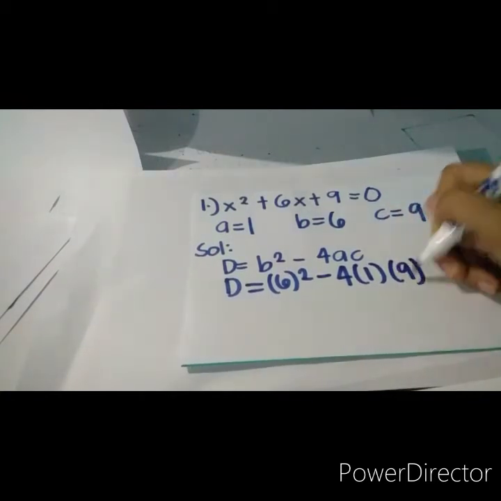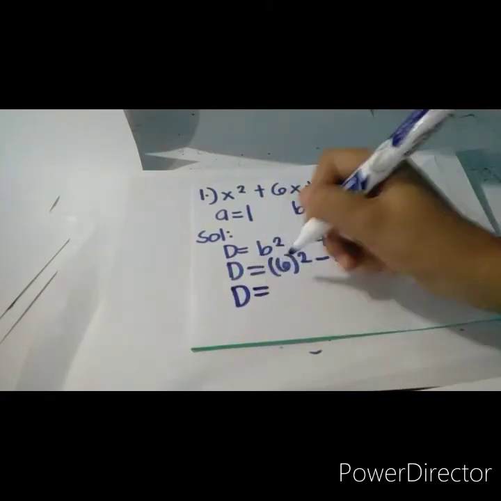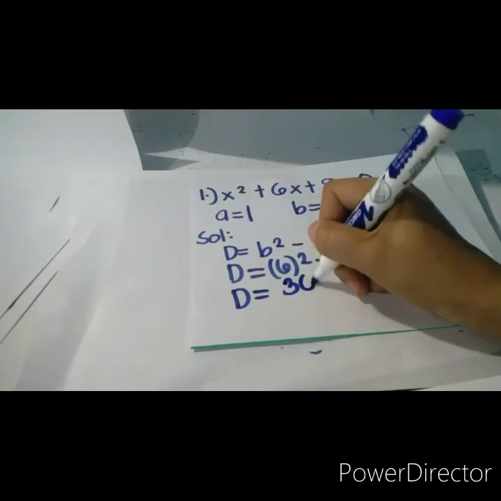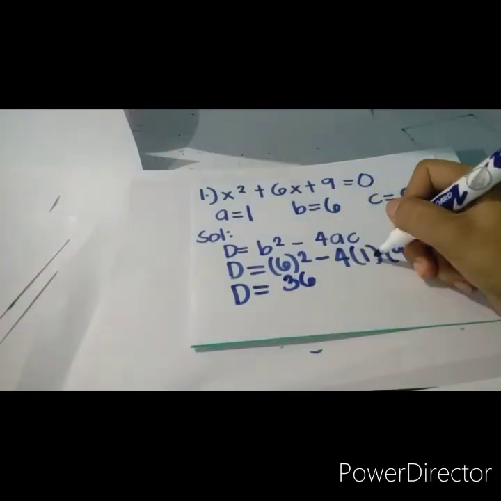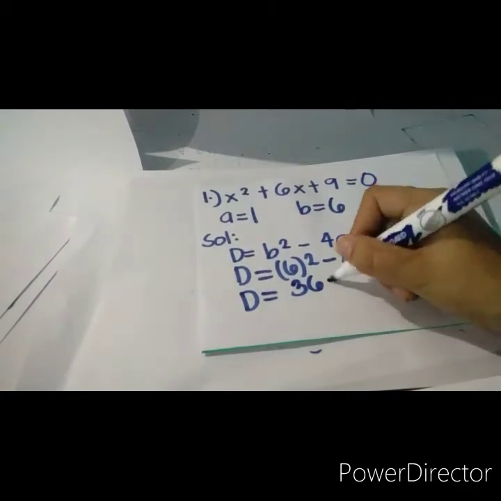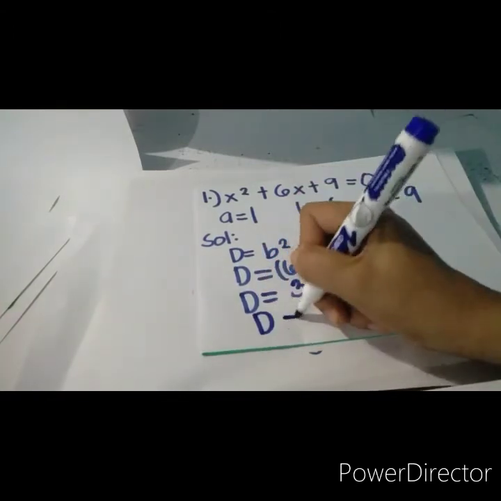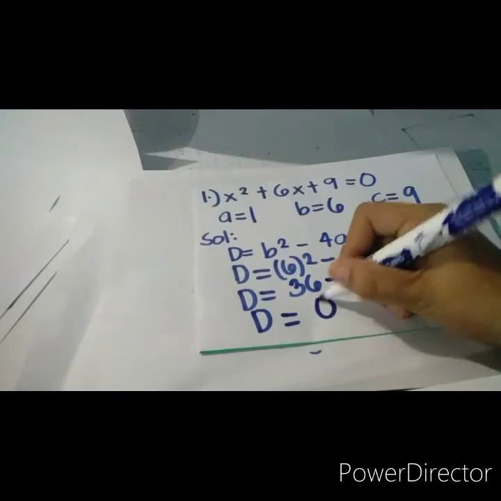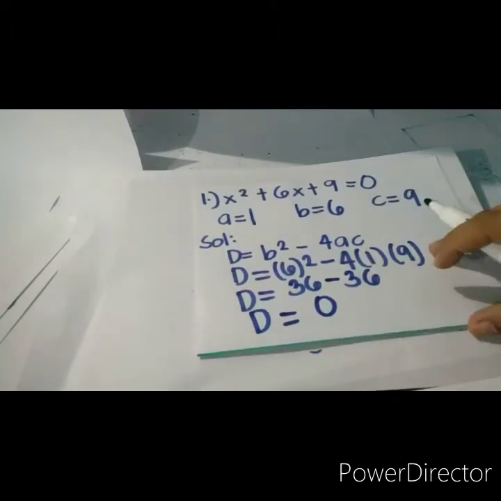After that, simplify. So you have D is equal to 6 squared, that means 6 times 6, you have 36. And then 4 times 1 is 4, times 9 is 36. You have minus 36. So you have D is equal to 36 minus 36, which is 0. Therefore, the discriminant here is 0.